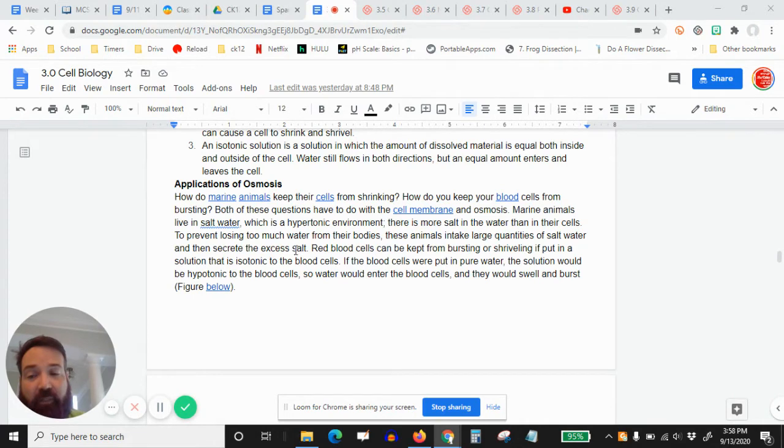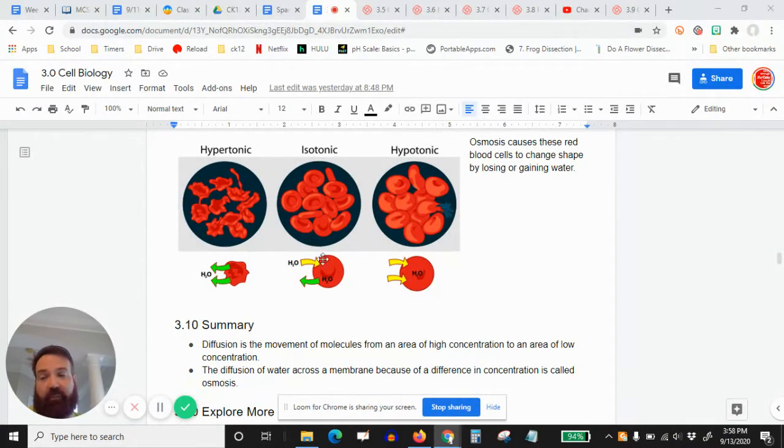Red blood cells can keep from bursting or shriveling if put in a solution that is isotonic to the blood cells. If the blood cells were put in pure water, the solution would be hypotonic to the blood cells. So water would enter the blood cells and they would swell and burst, as in the figure below.